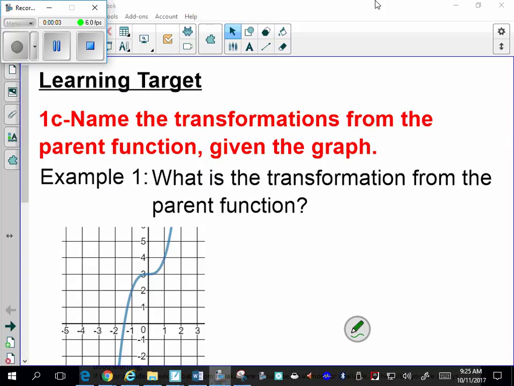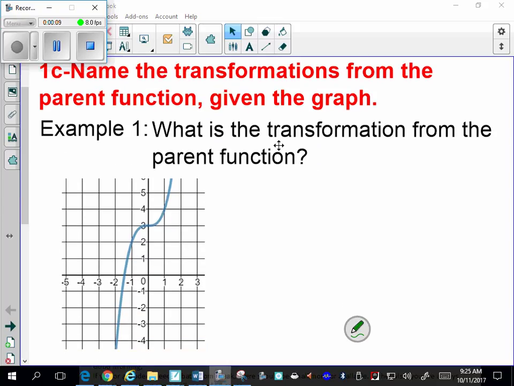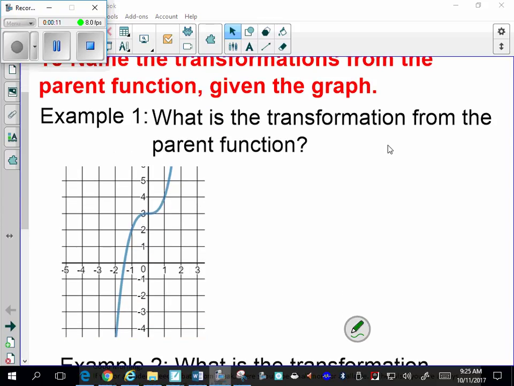Learning target 1C is name the transformations from the parent function given the graph. So let's look at example 1. What is the transformation from the parent function? So it's always from the parent function. It's very important that you know that it's from the parent function.